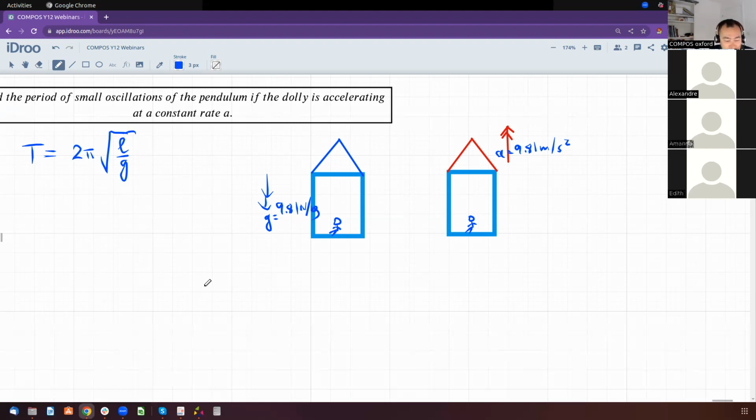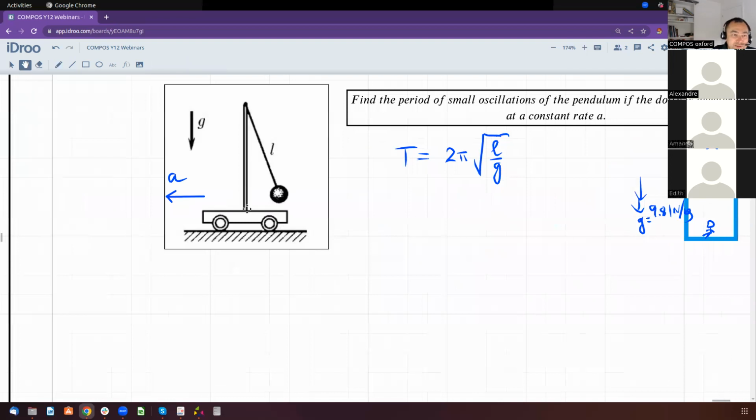This is one of Einstein's thoughts. They say it's one of his most wonderful thoughts during his life, that he realized that it's the same thing. So if you are on top of an accelerating dolly, it would feel the same as if the gravity was not vertically downwards, but sideways, like this.